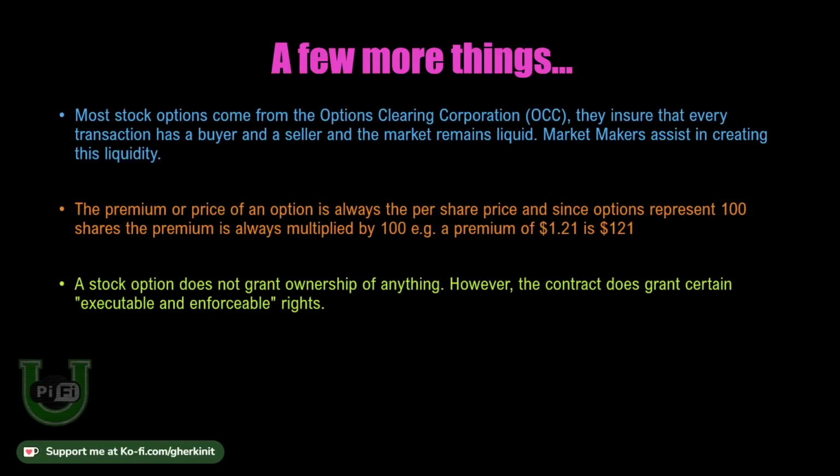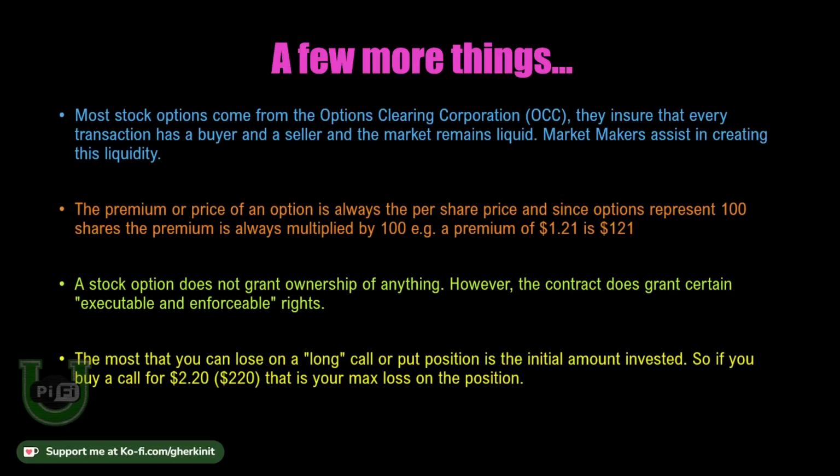A stock option does not grant ownership of anything. However, the contract does grant certain executable and enforceable rights. The most that you can lose on a long call or put position, like in our previous examples, is the initial amount invested, or the premium. So if you buy a call for $2.20 or $220, that is your maximum loss on the position.